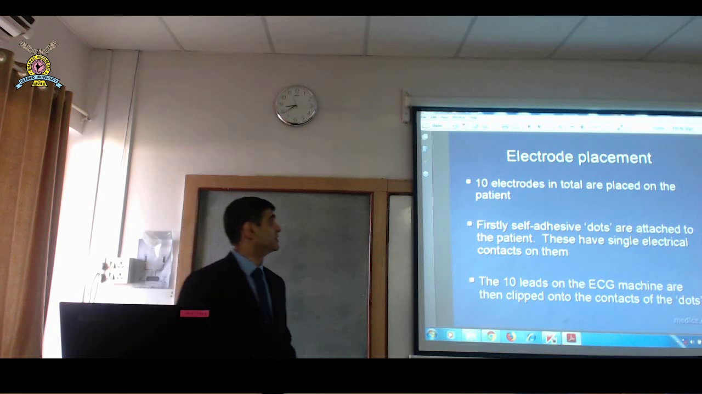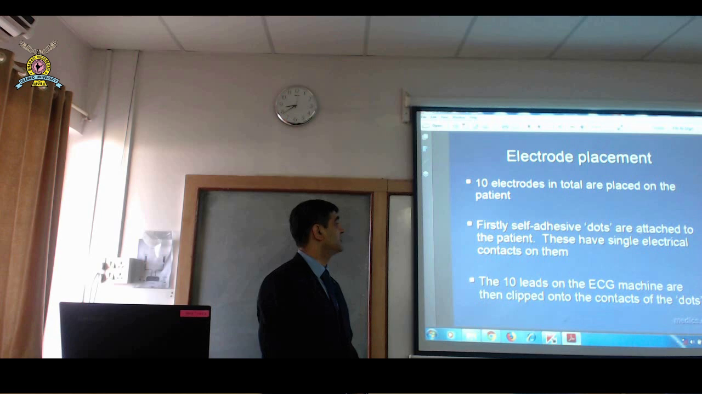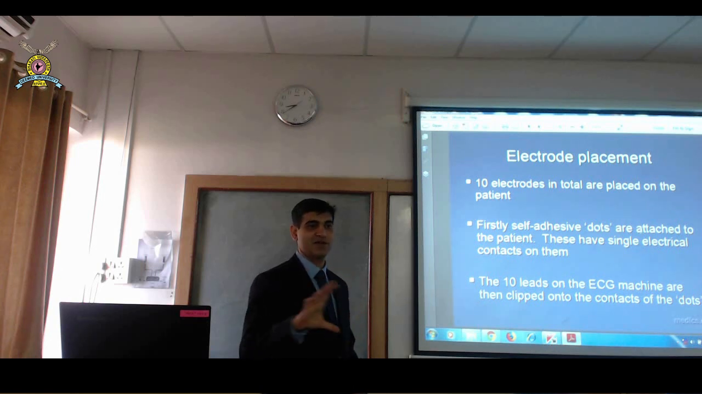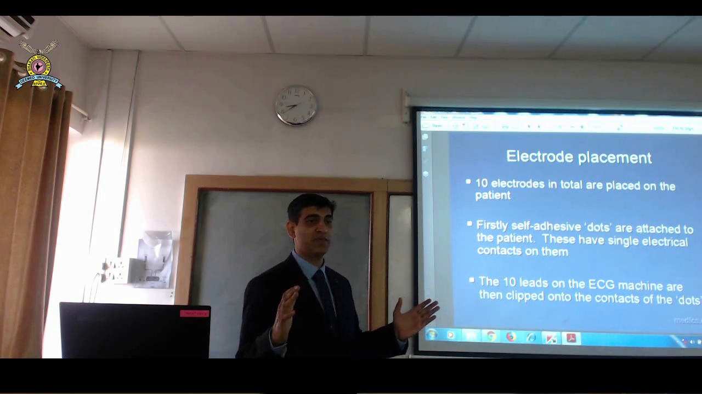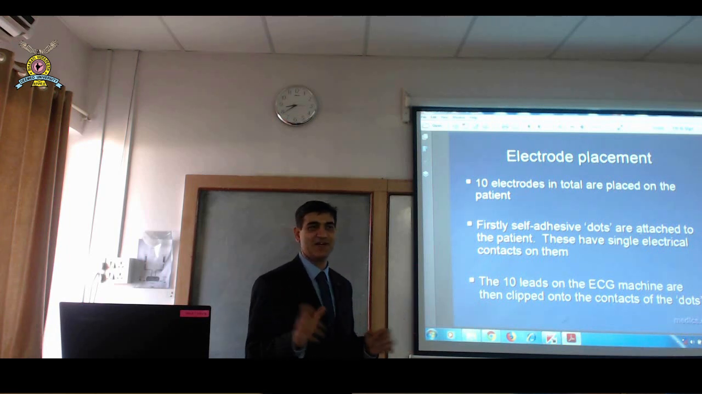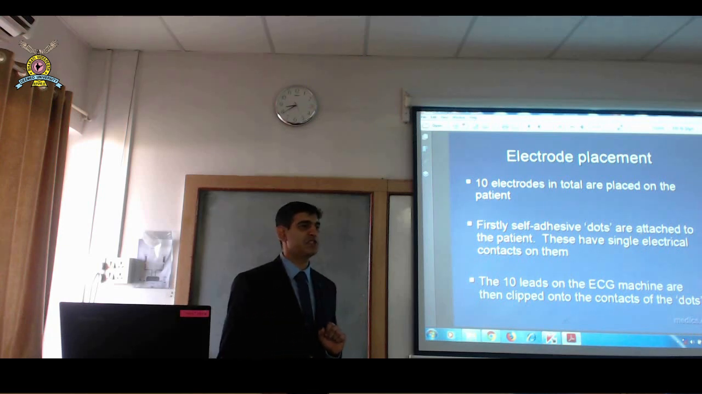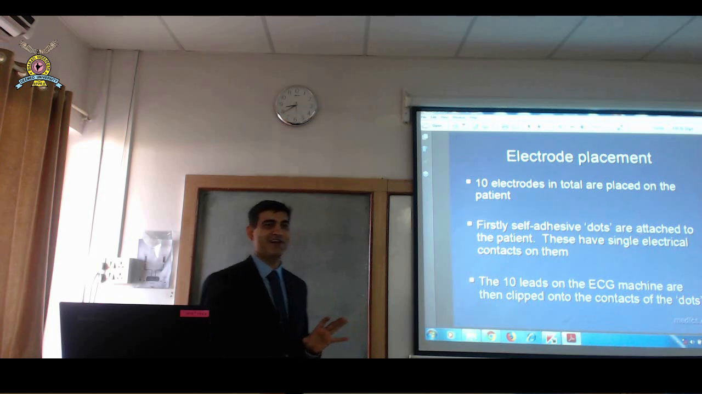Okay, electrode placement. There are 10 electrodes in total placed on the patient, and it's a 12 lead ECG. There are machines with 3 channels, but you should have a complete 12 lead ECG. There's no point having a half ECG. Some machines do that, but I wouldn't recommend it. I would suggest that you buy a machine which gives 12 lead ECG. The average cost of a reasonable machine is 50,000 to 55,000, including GST.